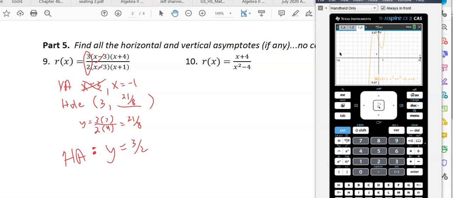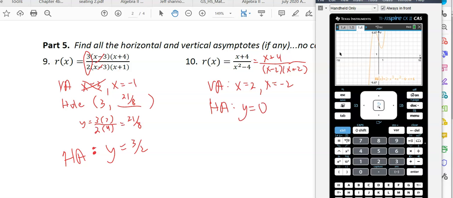Okay, this one, you want to factor it first. So I would do that, x plus 4 over x minus 2 times x plus 2. So we have VAs at 2 spots at x equals 2 and x equals -2. We have HA, let's see, horizontal asymptote, it is bottom heavy, so it is y equals 0.